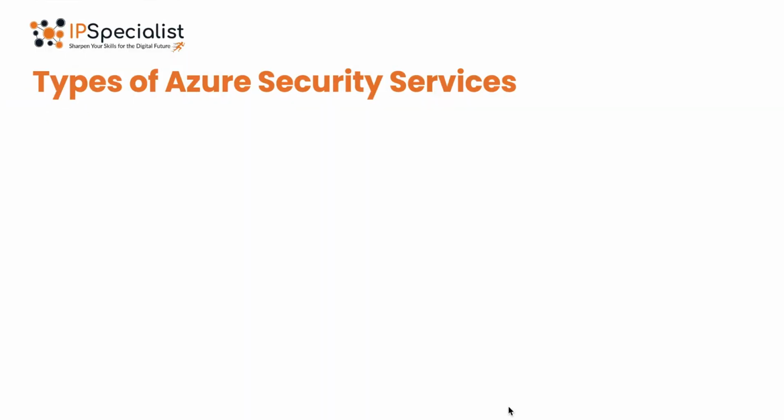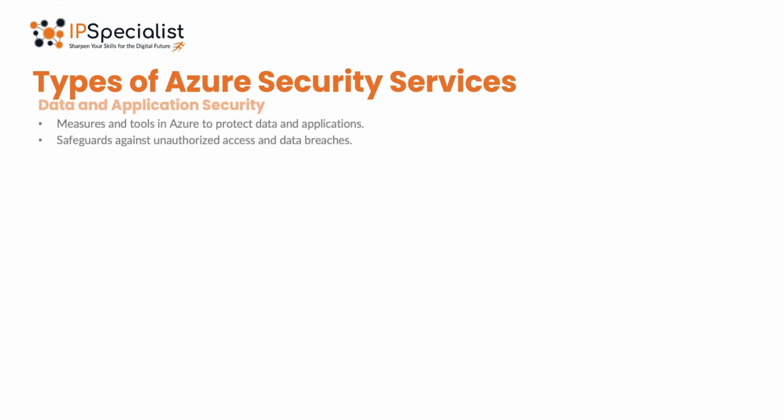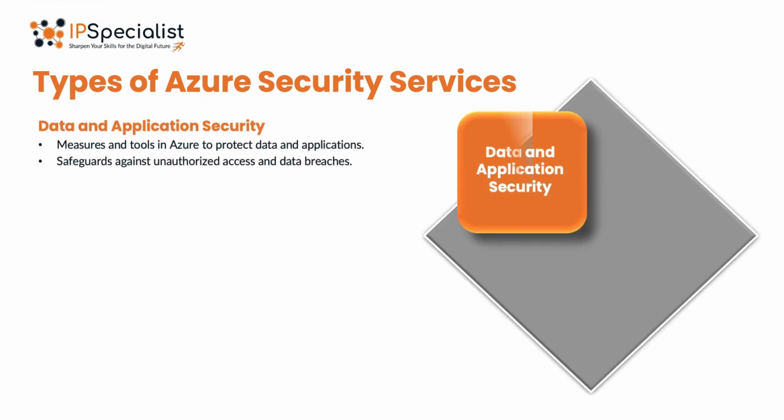Okay, so now let's understand different types of Azure Security Services. Azure offers a wide range of security services to help organizations protect their cloud workloads, data, applications, and infrastructure. First off, let's talk about data and application security. So within Azure, this is all about keeping your data and apps safe and sound on the cloud. It includes measures to prevent unauthorized access, mitigate data breaches, and fortify against evolving security threats.